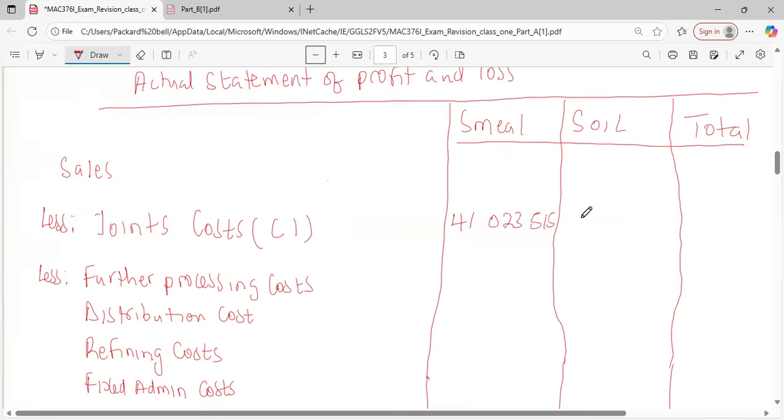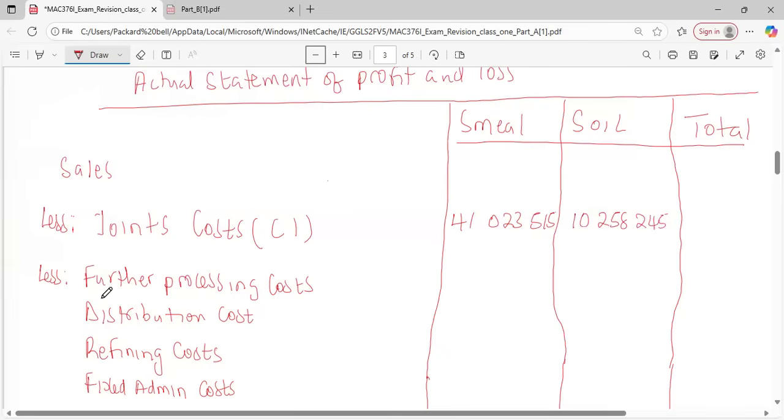So this one, the joint cost here is going to be 41 million, 23,515, for S meal. Then here it's going to be 10,258,245. We are not going to worry about the total. Let's worry about the calculations here.